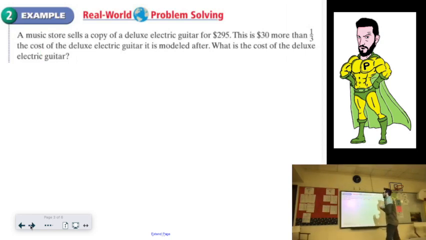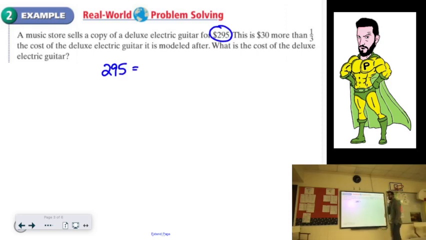A music store sells a copy of a deluxe electric guitar for $295. This is $30 more than 1/3 of the cost of the deluxe electric guitar it is modeled after. What is the cost of the deluxe electric guitar? Alright, so we got some important stuff there. The copy is $295.